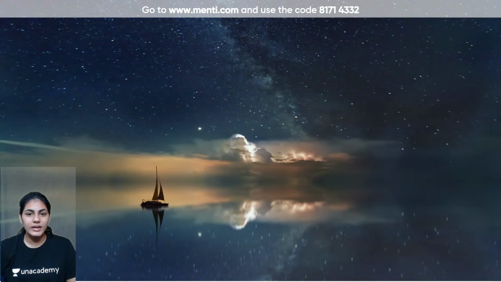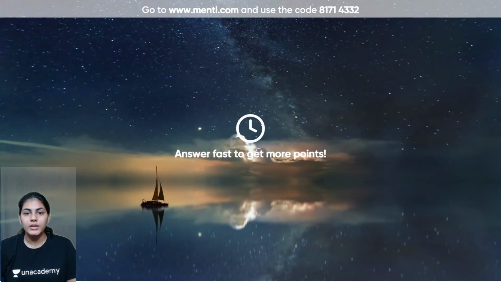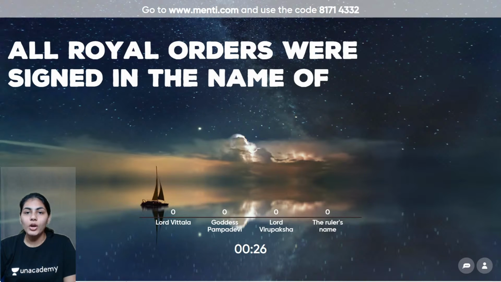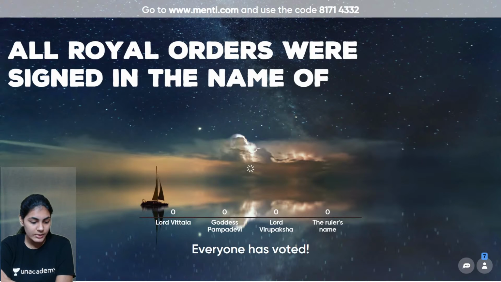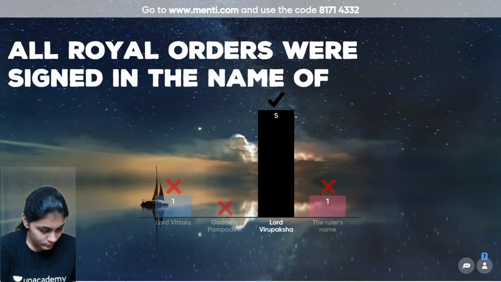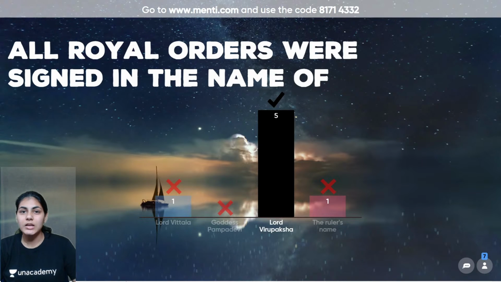Okay, I think we have one last question to deal with. Yeah, question 28, the last one. All royal orders were signed in the name of dash. Were the royal orders signed in the name of Lord Vitala, Goddess Pampadevi, Lord Virupaksha, or the ruler's name itself? All of these royal orders which were being issued were finally signed in the name of dash. Again, I would say a fairly simple answer because we've discussed this. Okay, the answer is option C, right?